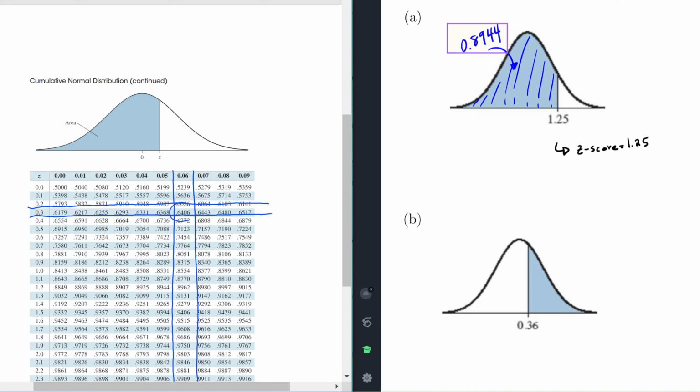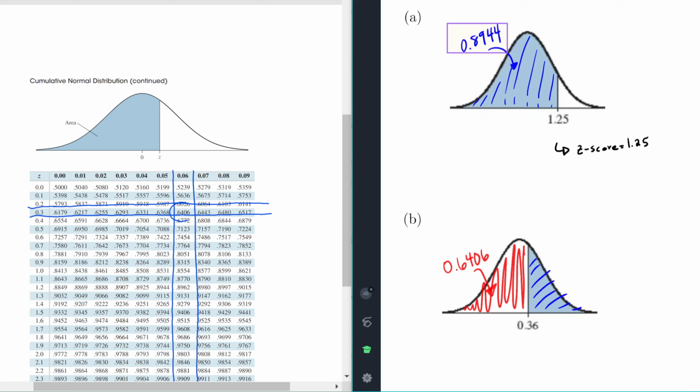And we get the z-score 0.36 corresponds to an area of 0.6406, but that would actually give me the area which I've now shaded here in red. So the area to the left of 0.36 is 0.6406, but that's not what we're interested in. In fact, we're interested in the area to the right.